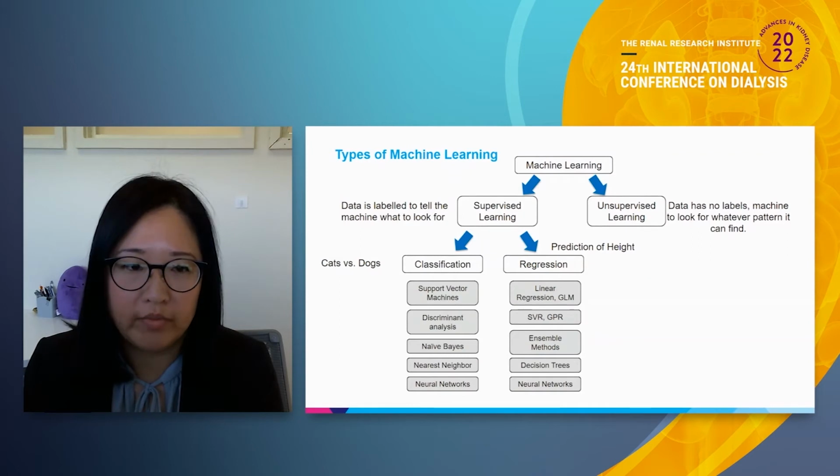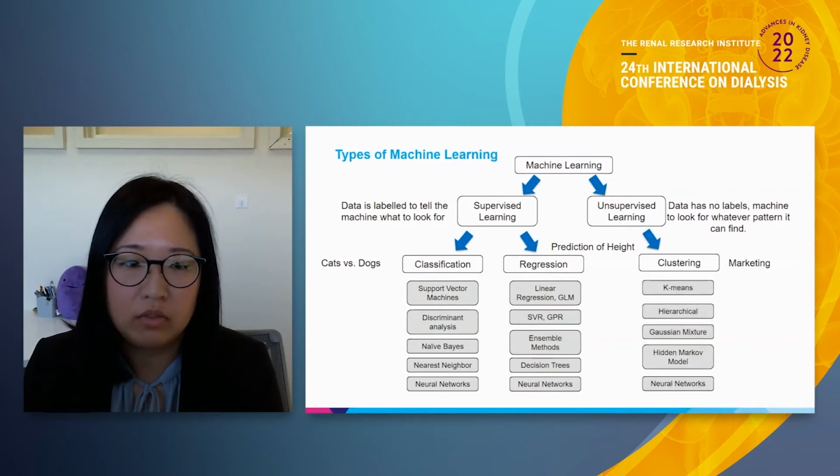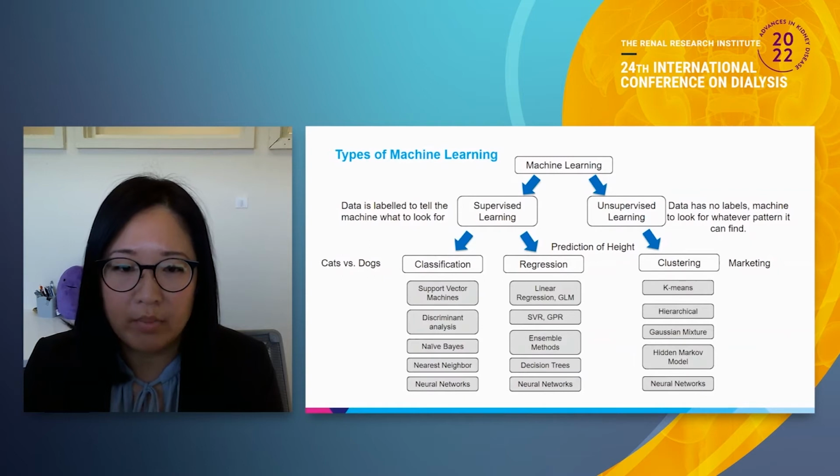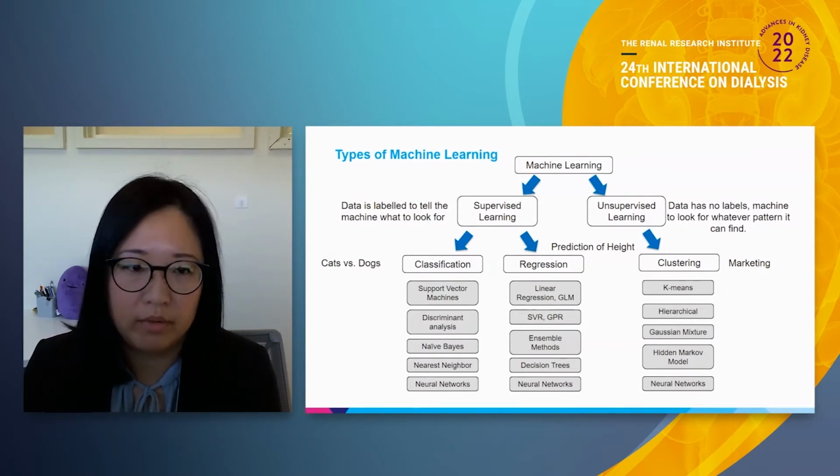Now going to unsupervised learning. Here you're giving the machine data that has no labels. You're asking the machine to find whatever pattern it can. And this is often used to do clustering. So an example of this is marketing, where you're asking the model to identify a group of people who would potentially be interested in purchasing some product and then sending their advertisements that way. Again, here on the bottom are different types of algorithms that can be used for clustering.